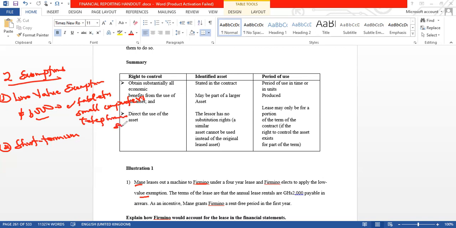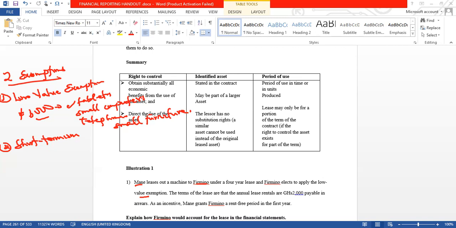All right. All these things can be treated as an exemption of a low value. So that is one that Firmino elected to treat as the asset.